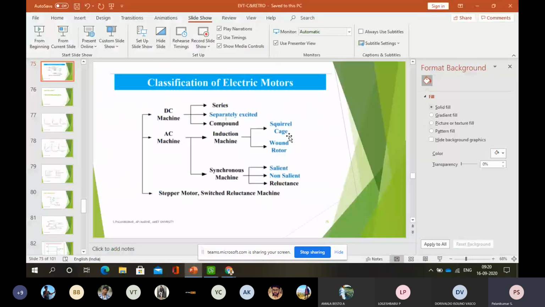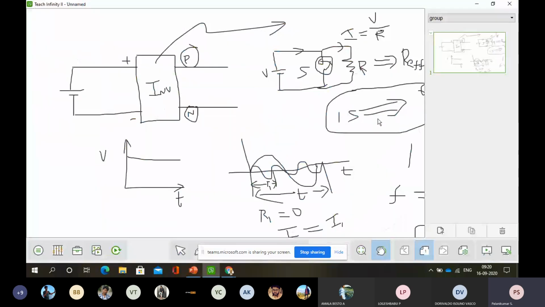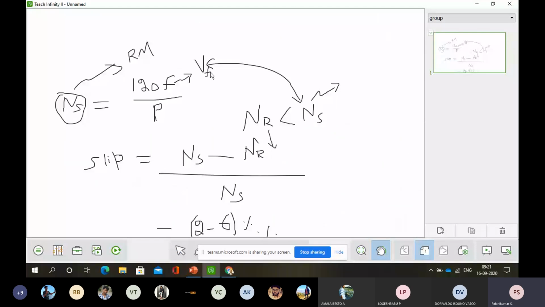If you change the frequency, if you are increasing the frequency, that directly contributes to the rotating magnetic field, how fast it is rotating. So what is the frequency? What is the speed at which my supply is rotating?